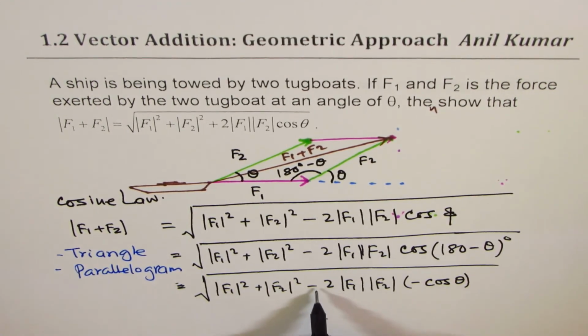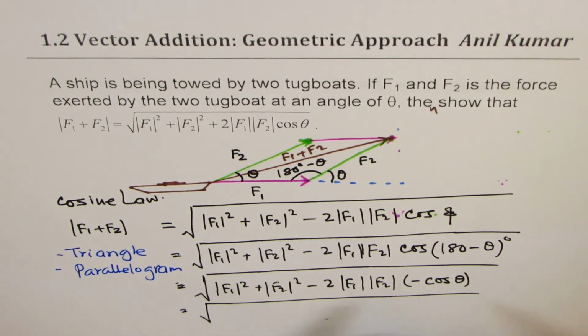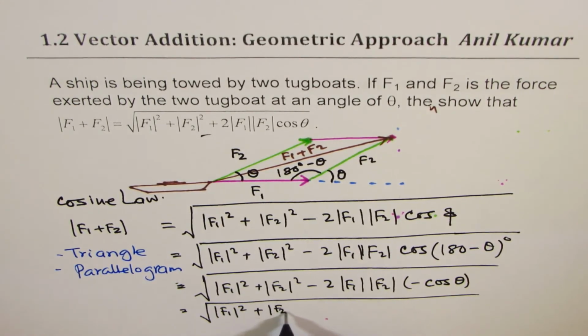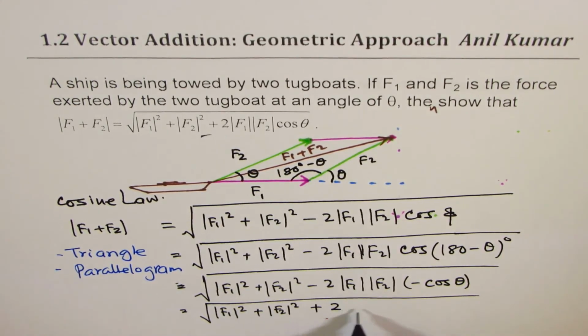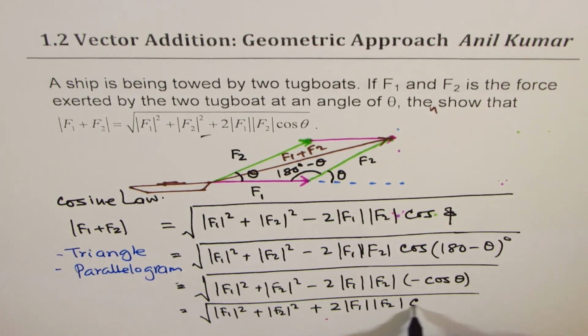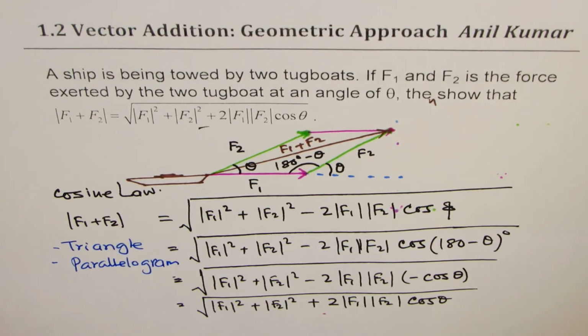So that minus and this makes it positive, and so what we get is this, which is magnitude of F1 square plus magnitude of F2 square plus 2 times F1 F2 cos theta. So does it make sense? So that is how you can prove it. So have a good look at it.